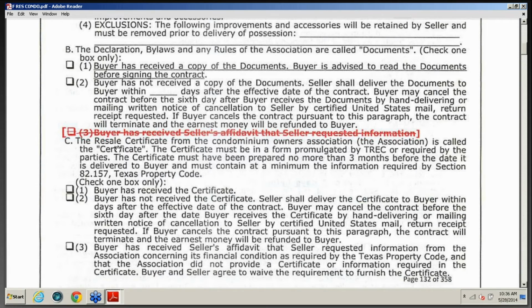And then we see a change here. They have removed number 3, which talks about either the buyer has received a copy of the documents, the buyer has not received, or the buyer has received the affidavit that the seller requested the information. That has been removed. So either the buyer has received, or the buyer will get within so many days a copy of the documents.